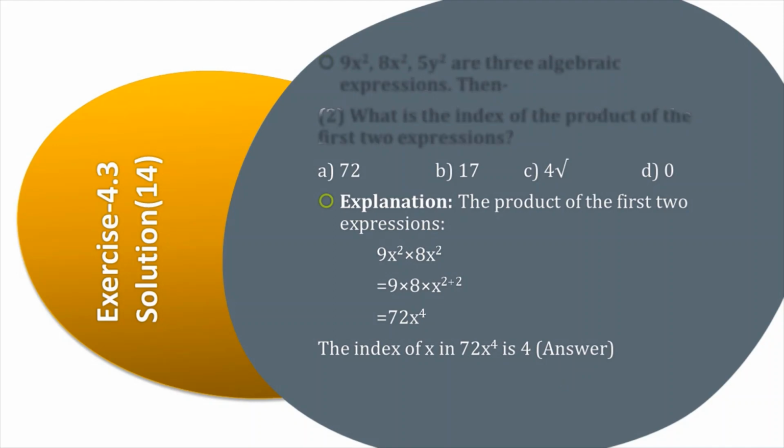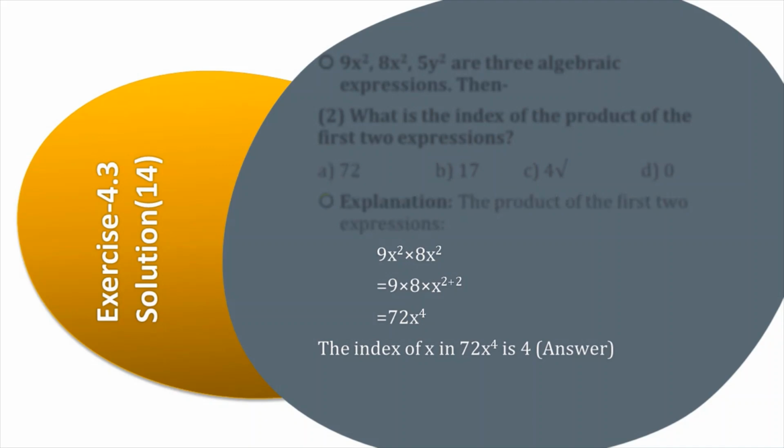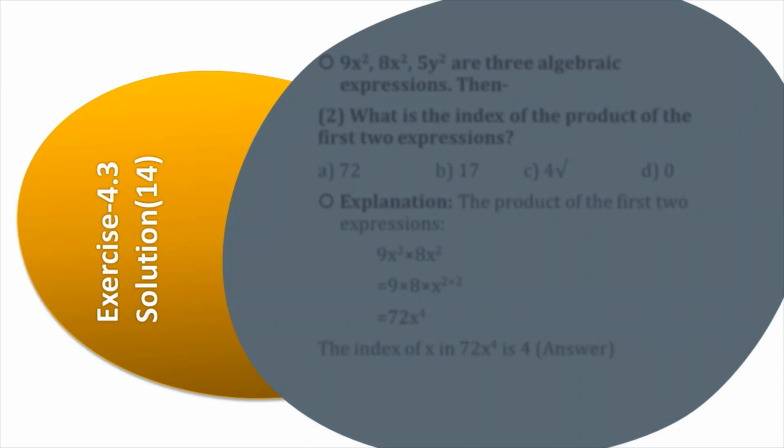So this is the solution number 14, and as you can see, if we multiply the coefficients together, then we get 72, and x to the power 2 plus 2, that would be x to the power 4. The index of x is 4.